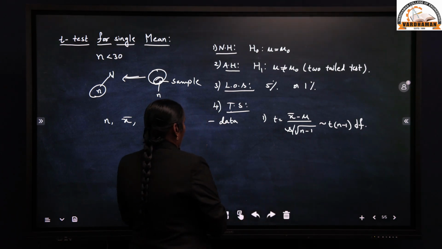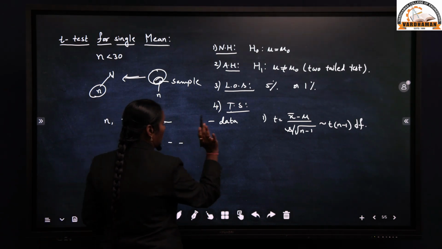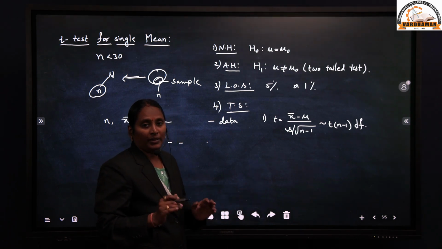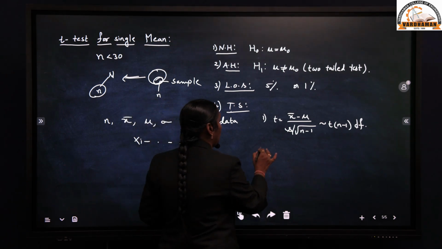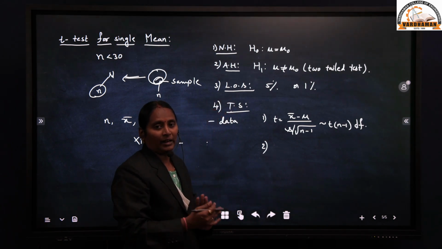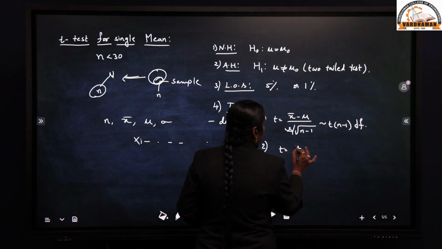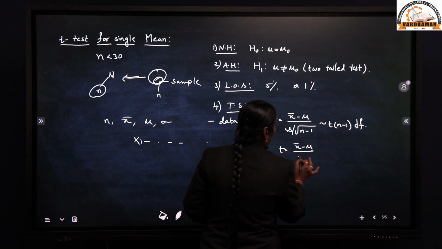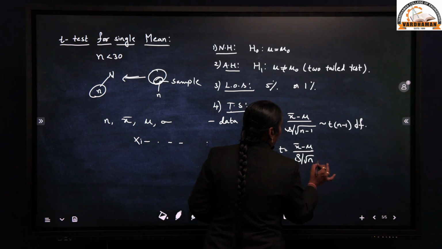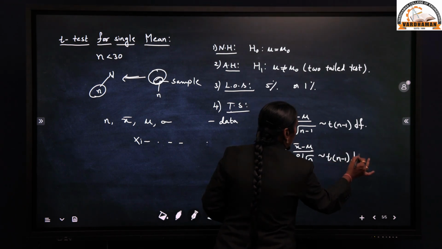So now, if you have data, if xi values are given in the problem, then we need to find the standard deviation. In that case, the formula of the test statistic is t equals x bar minus mu divided by capital S by root n, and here also it follows t with n minus 1 degrees of freedom. In both cases it will be n minus 1.